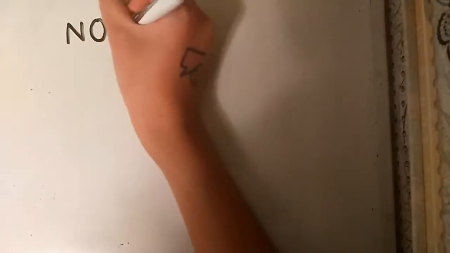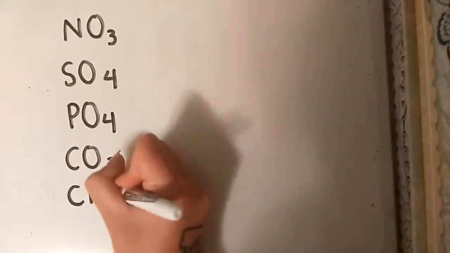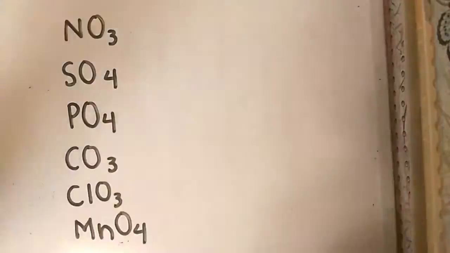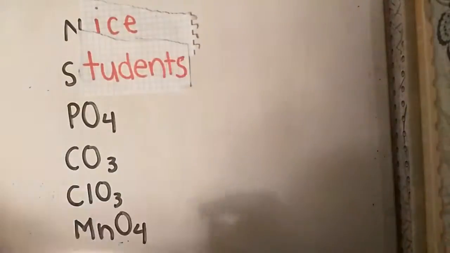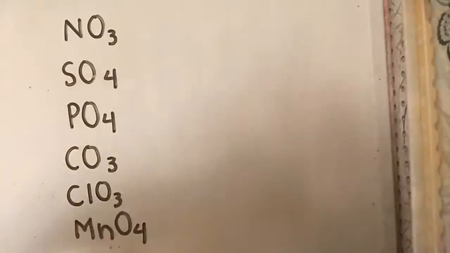First, we'll be learning about the ates. The ates that I will be teaching you about will go in the order of NO3, SO4, PO4, CO3, ClO3, and MnO4. You can use the pattern Nice Students Pass Chemistry class to help you remember the order. And manganate.